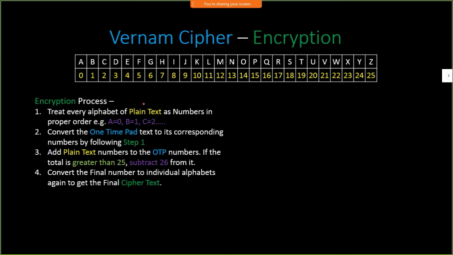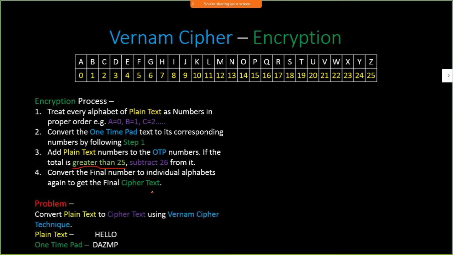Add the plain text number to the OTP number. If the total is greater than 25, subtract 26 from it. Convert the final number to the individual alphabet again to get the final ciphertext.